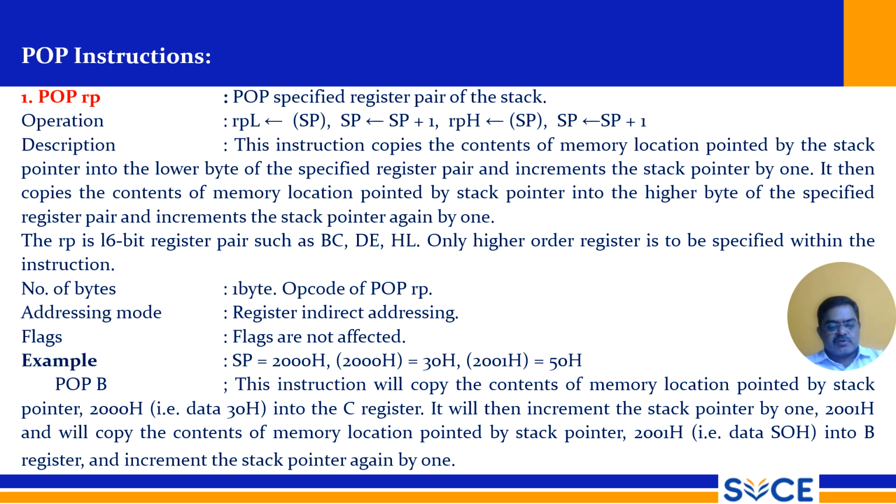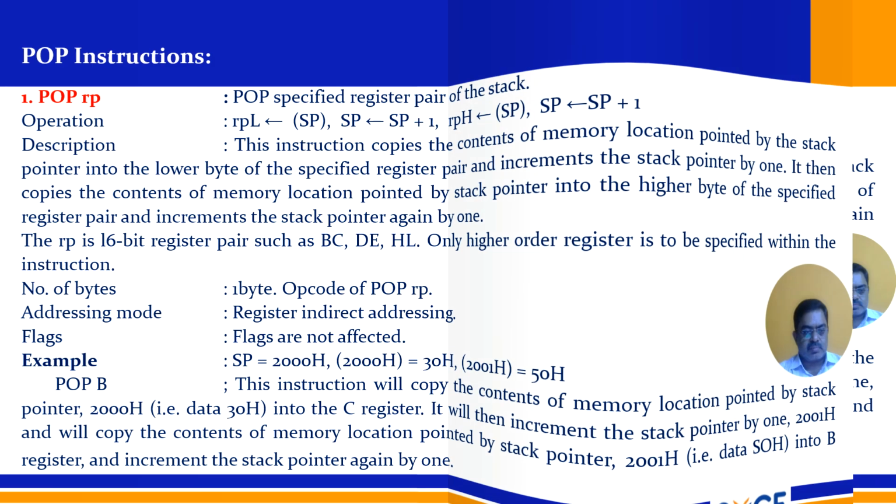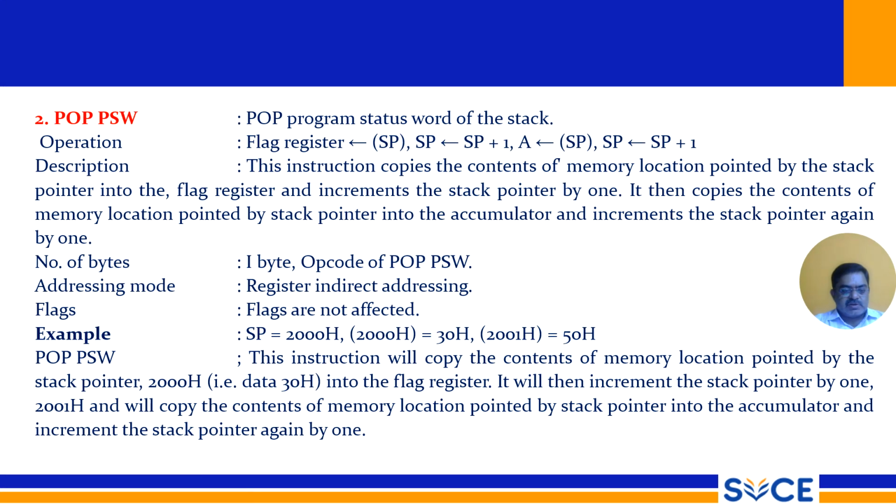So pop is also very similar to push operation only. Pop the specified register pair from the stack: RPL, RPH, with SP plus 1. In case of push it is decrement by 1, in case of pop it is plus 1. So that is the only difference. Remaining is register indirect addressing mode, flags are not affected. So it is program status word for pop operation.